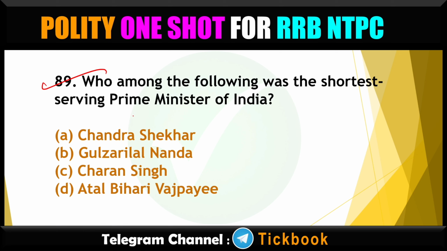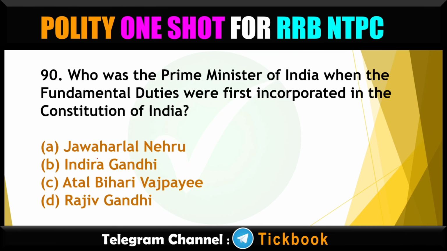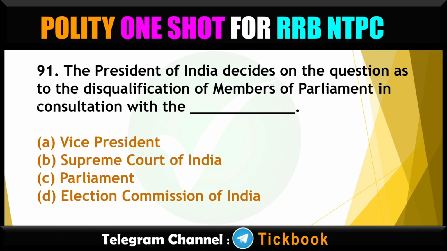89. Who among the following was the shortest serving Prime Minister of India? Option number B, Gulzarilal Nanda. 90. Who was the Prime Minister of India when the fundamental duties were first incorporated in the Constitution of India? Option number B, Indira Gandhi.